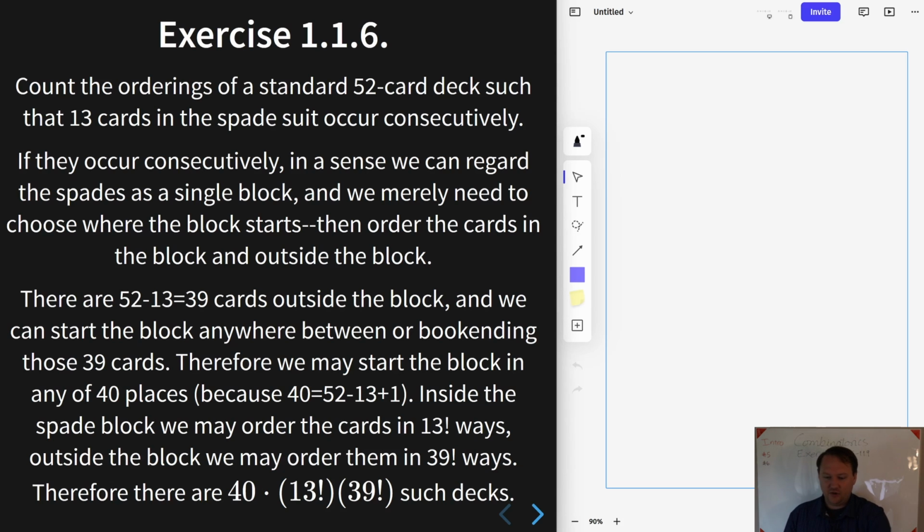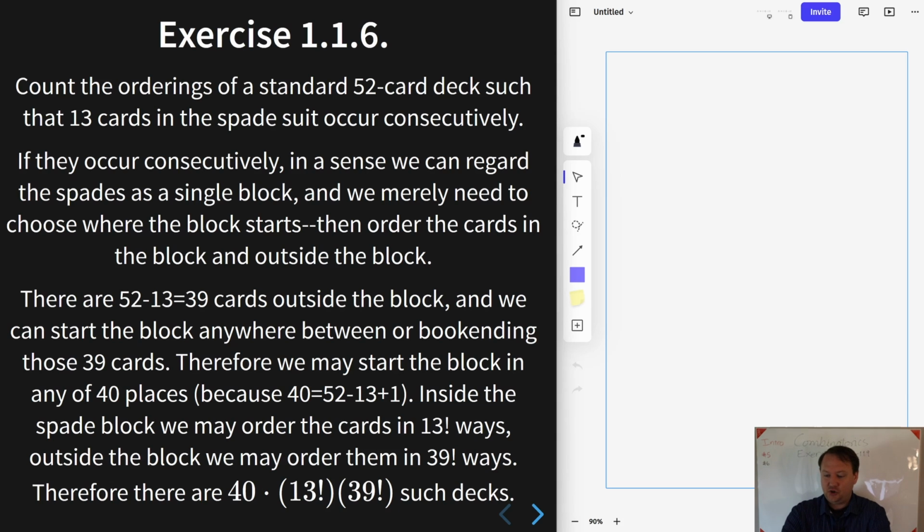If you line out the cards of the deck from first to last, then the spades could occur in the very first card, and then it must carry on for the next 13. Or it could initiate at the second card, or so on, out to the 40th card, right? So the 40th card could be a spade, and that gives you just enough space for the next 13 cards to all be spades, and then you run out of the deck at that end. So that effectively means that we have 40 choices for where we initiate the block of spades.